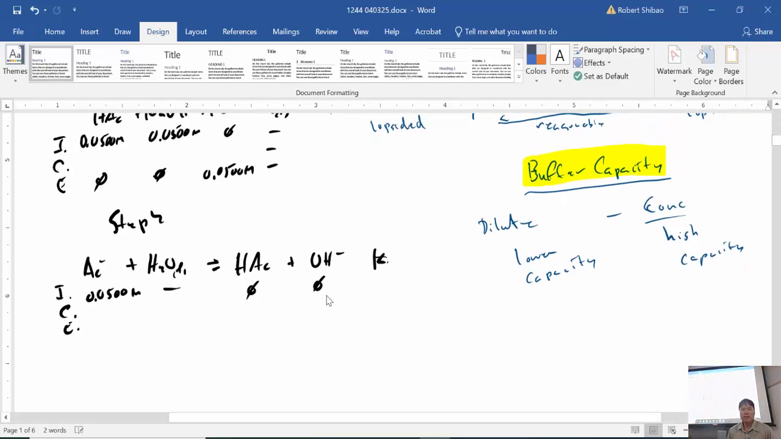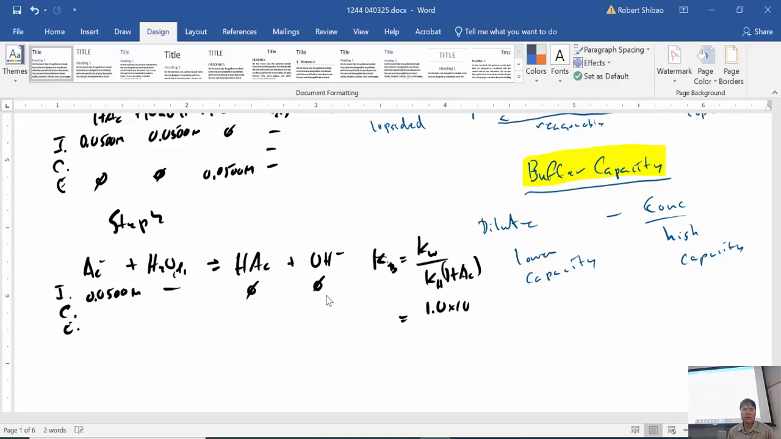The Kb for acetate we have to get. The Kb for acetate is equal to Kw divided by the Ka for its conjugate. What's the conjugate of acetate? The conjugate of acetate is acetic acid. And so this is going to be 1.0 times 10 to the negative 14 divided by the Ka for acetic acid, which is given at 1.8 times 10 to the minus 5.